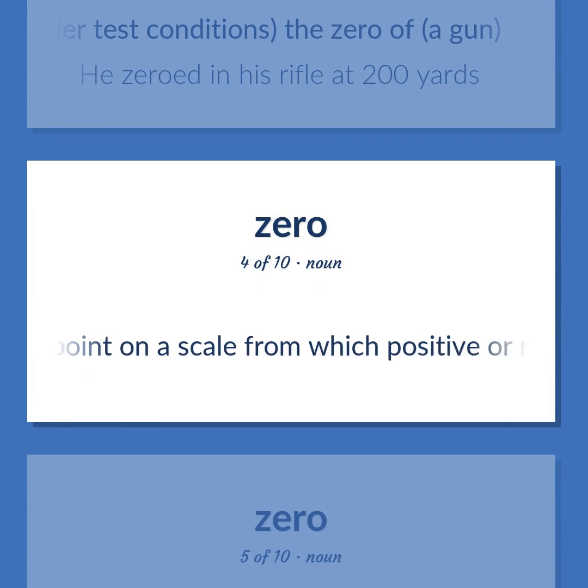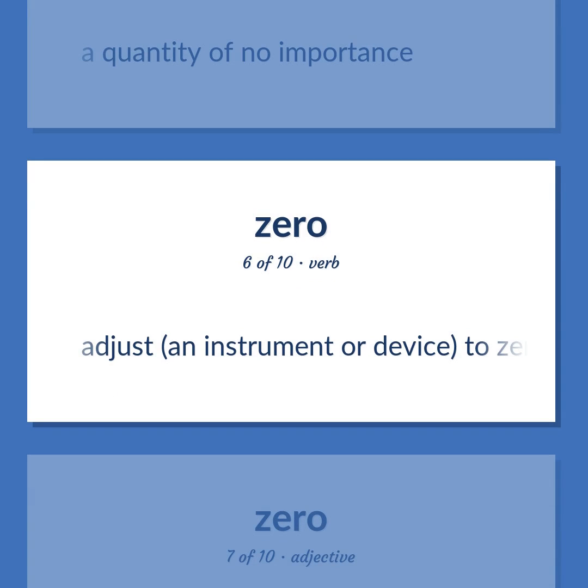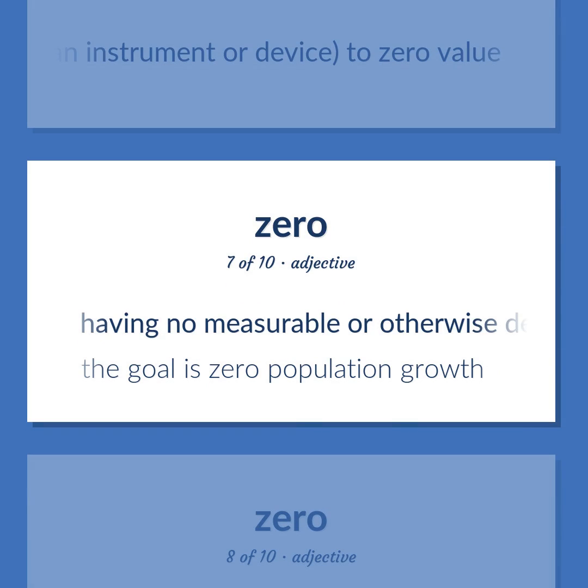The point on a scale from which positive or negative numerical quantities can be measured. A quantity of no importance. Adjust an instrument or device to zero value. Having no measurable or otherwise determinable value. The goal is zero population growth.